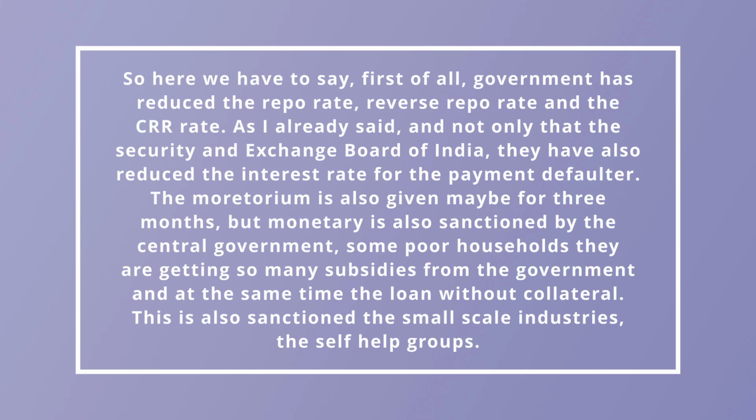The moratorium is also given, maybe for 3 months, but the moratorium is also sanctioned by the central government. Some poor households are getting so many subsidies from the government. At the same time, loans without collateral are also sanctioned. The small scale industries and the self-help groups are getting financial support from the central government. So mostly, in broad terms, these are the instruments and policies which the central government has used during the COVID pandemic period to fight against the pandemic situation.